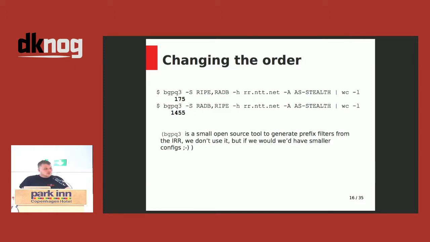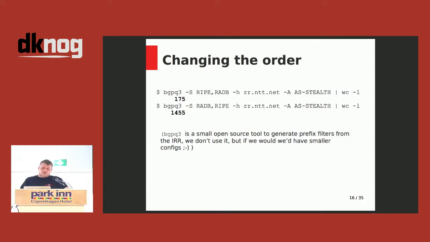This is an example of why the ordering matters. In the case of AS-STEALTH, if we use the AS set that exists in the RIPE database as the starting point, and then iteratively go through other IRRs, we arrive at a list of 175 prefixes. If we flip the order and start with the one that exists in RADB and then proceed with RIPE, we arrive at a list that is almost 1,500 prefixes. So this, of course, is very, very annoying to troubleshoot.